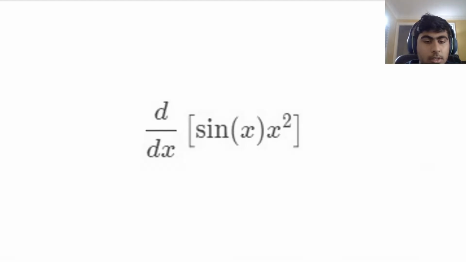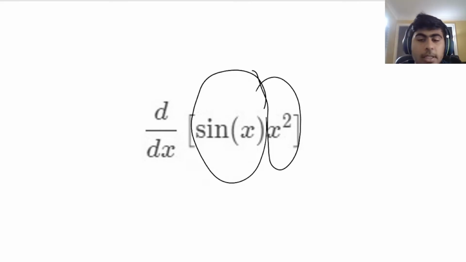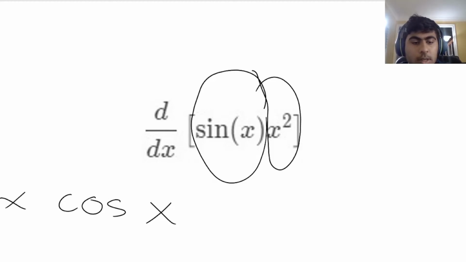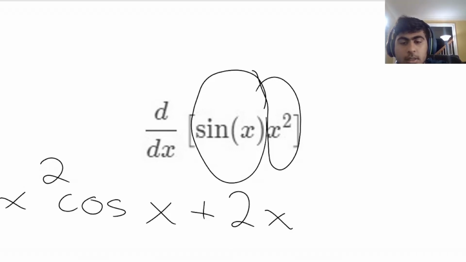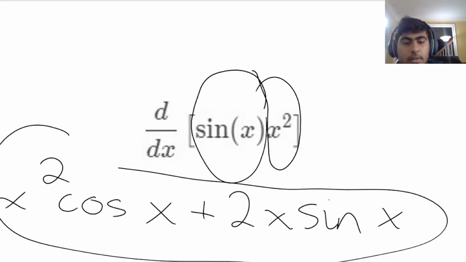Moving on. Here are 2 functions, sine x and x squared. Same drill. We do cosine x times x squared, and then plus 2x sine x, and that would be our derivative.